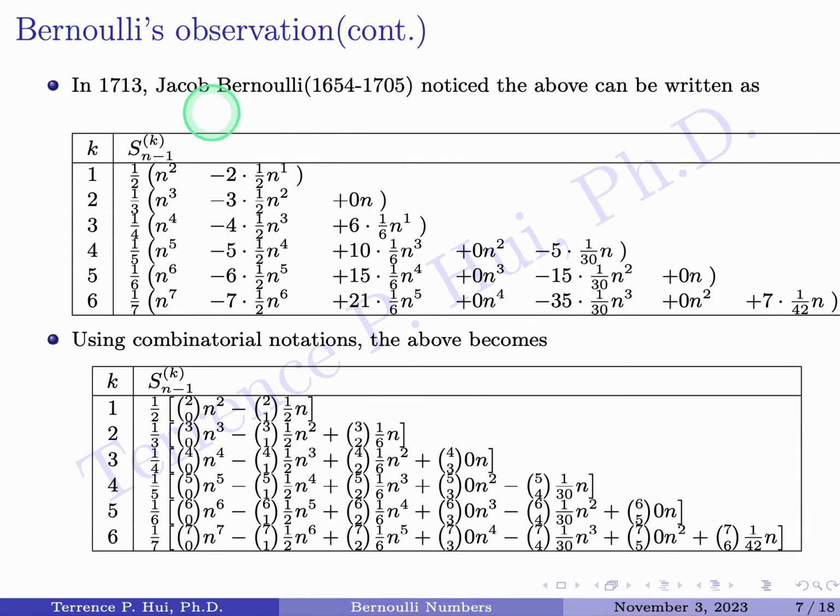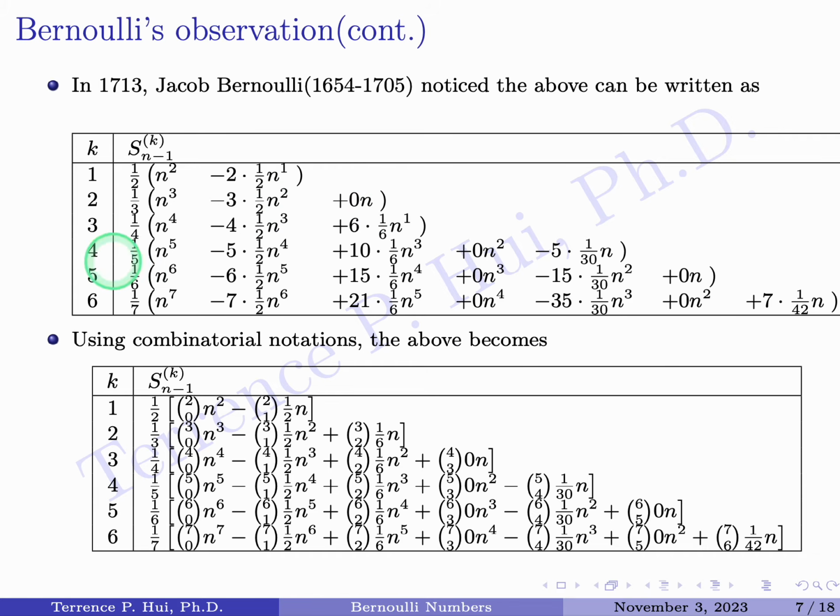So what Jacob Bernoulli did was, instead of summing 1 plus 2 plus dot dot dot plus n, he worked with 1 plus 2 plus dot dot dot plus n minus 1. So only up to n minus 1. Remember, when k is equal to 1, if you sum it only up to n minus 1, it's obviously going to be n minus 1 times n over 2. So this is the same as 1/2 n squared minus 2 times 1/2 n to the 1. And when k is equal to 2, it is 1/3 n cubed minus 3 times 1/2 n squared plus 0 n.